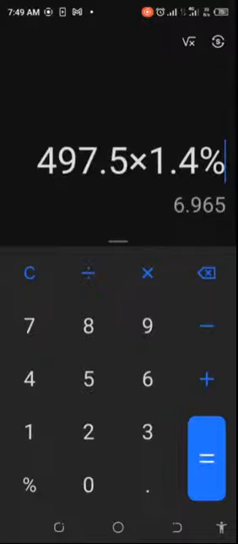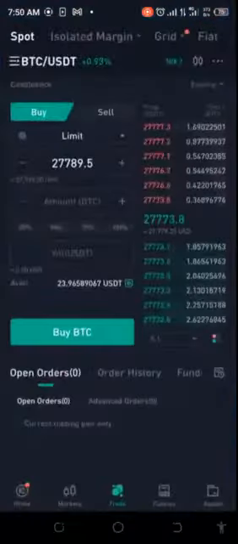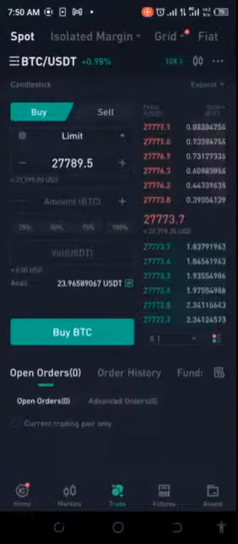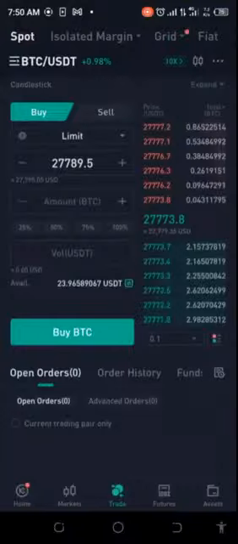So that's what I'm trying to bring out to you now. Of course, I'm intentionally showing you this with a smaller capital, so that if we can make a profit with this amount, obviously making a profit with a bigger amount is guaranteed.